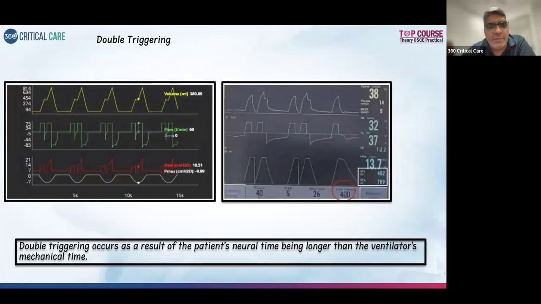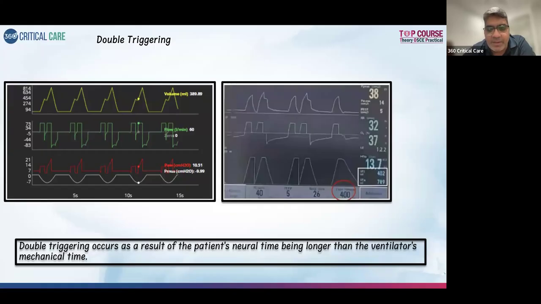Again, a little bit of briefing about double triggering. What happens is there are two types of breathing time. One you set on the ventilator, which is called the ventilator set time or inspiratory time that you give. But also the patient has a neuronal time which is governing its ventilation.